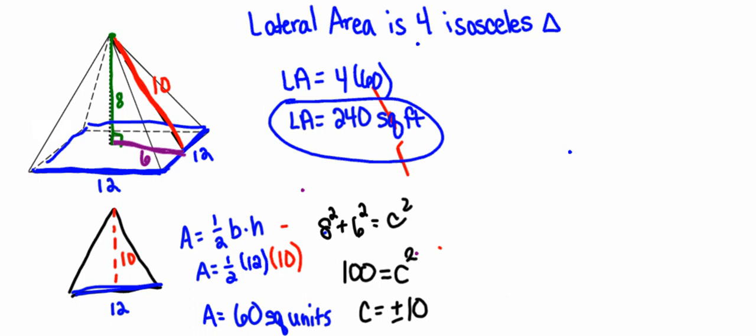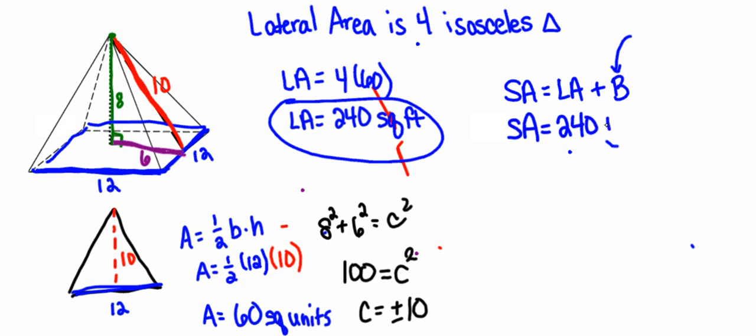My surface area, on the other hand, is going to be made up of the lateral area plus the area of my base, which, just like in the section on prisms, we always talked about the area of the base and represented that in the formula with the capital letter B. I'm going to do the same thing for these pyramids. So the surface area is going to be the 240 square feet that I found for the lateral area. And to that, I'm going to need to add the area of my square base.